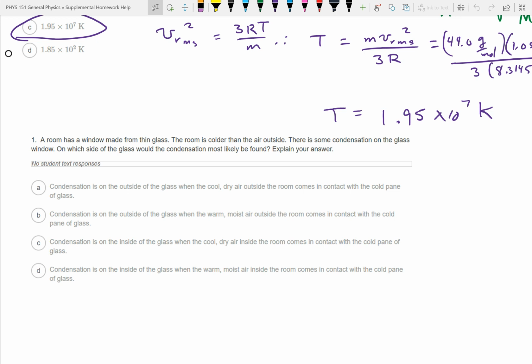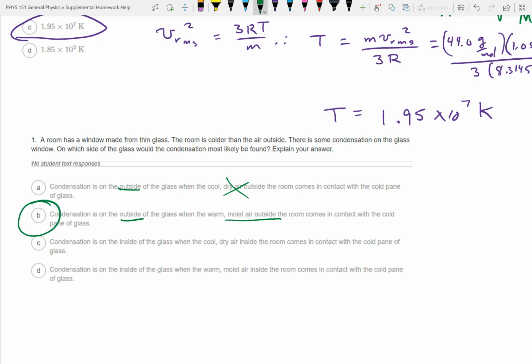Okay. Hey, it finally showed up. So A or B, outside glass. Yeah, I think it's B. When the cool, dry air inside the room comes in contact with the cold, well, the dry air isn't coming in contact. Yeah, dry air would be silly. Dry air is not going to condense, right? So it's going to be the moist air outside that comes in contact.